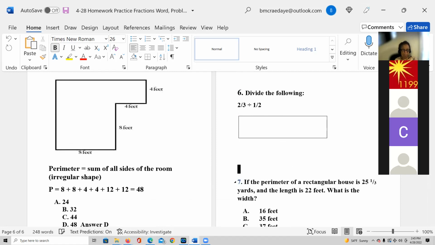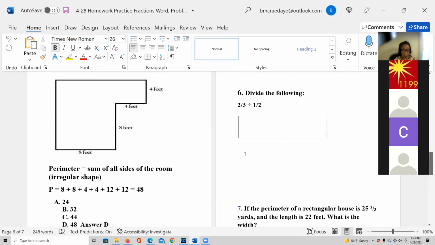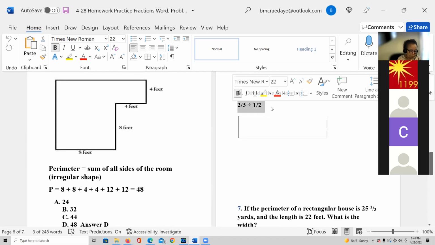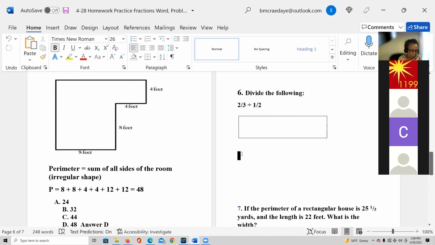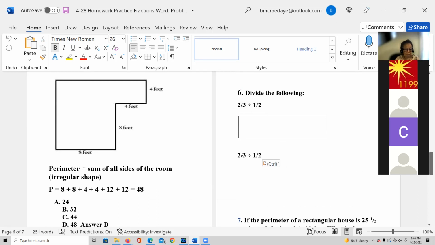Okay. How do you divide fractions? We divide. First you keep the first one, and then you change the sign to multiplication, and then flip the half. Instead of 1/2, we got 2/1. Okay, very good. So 2/3 divided by 1/2 becomes a multiplication. So this would be times 2/1, because you do the flip.